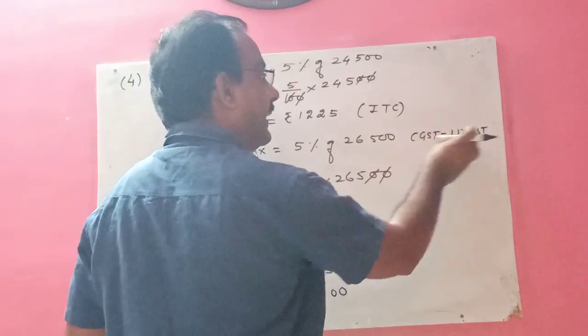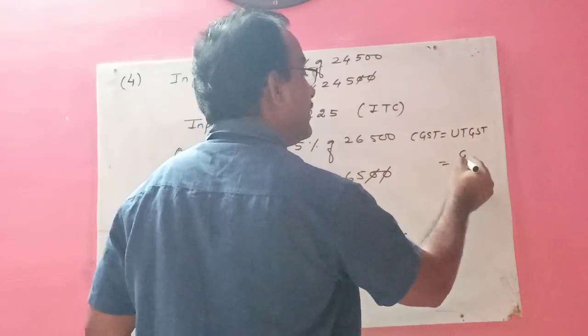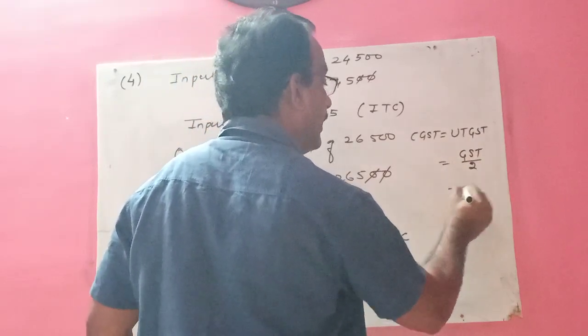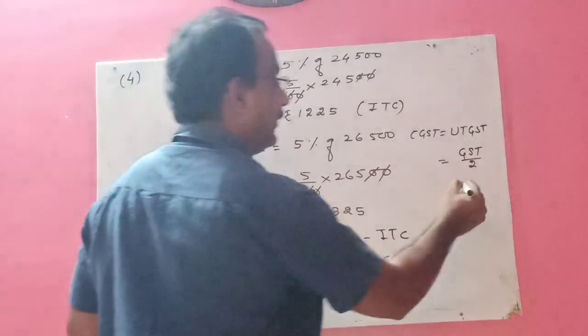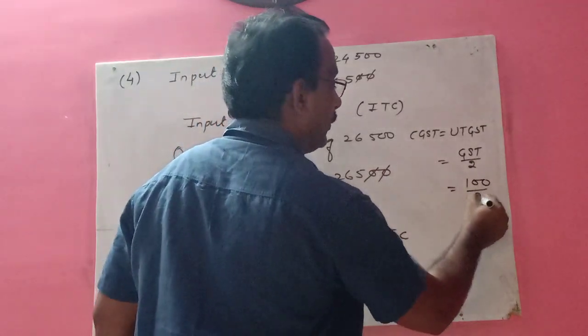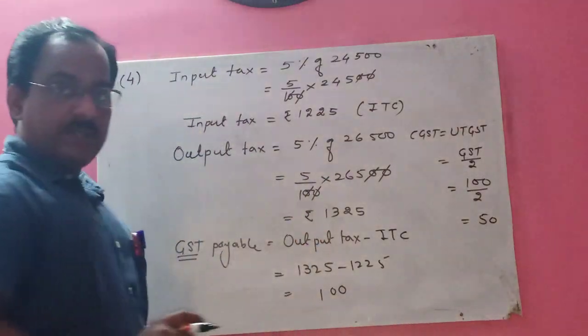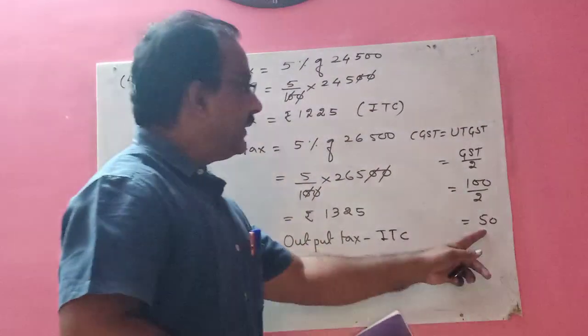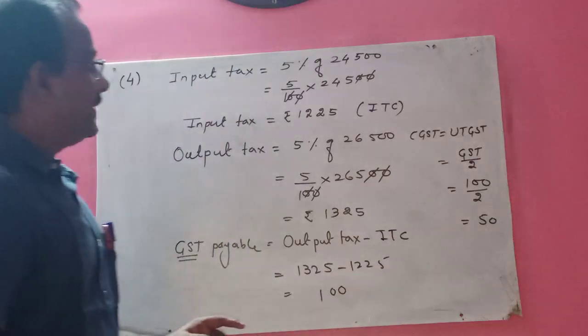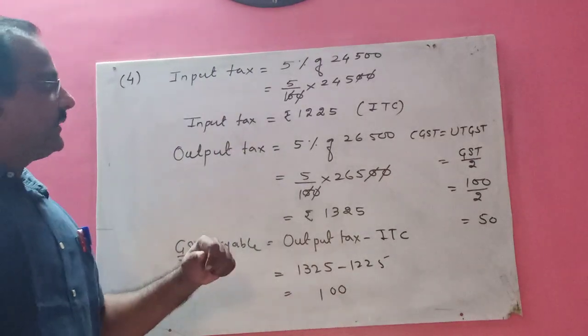So CGST and UTGST is equal to GST divided by 2. GST is how much? 100. So 100 divided by 2, you will get 50. So rupees 50 is the CGST amount and rupees 50 is the UTGST. So I hope that all of you have understood this question.